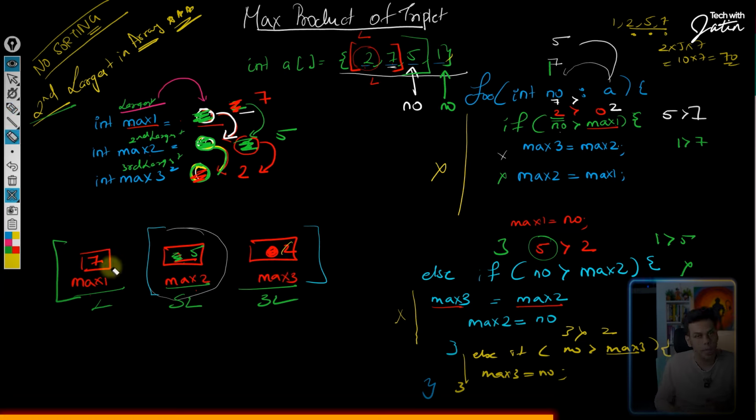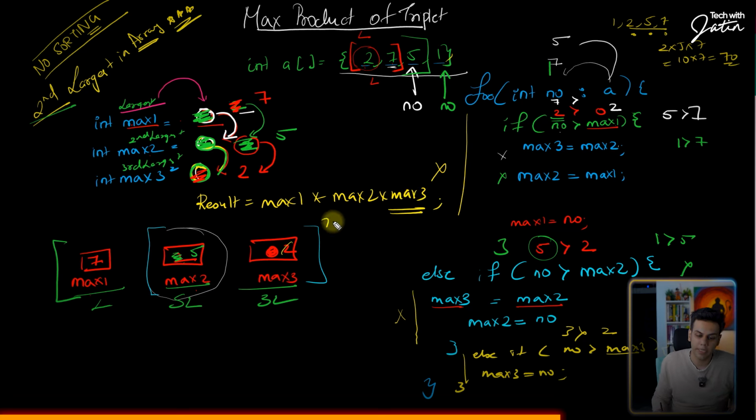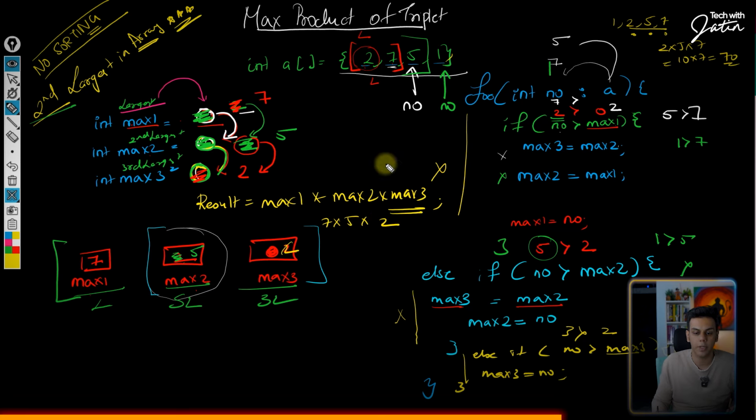variables. All right. Now, if our array was having only positive numbers, only and only positive numbers, then my dear friends, the calculation was pretty simple. Okay, I would have said result equal to what? Max 1 into max 2 into max 3. All right. And the answer would be 7 into 5 into 2. Right. This much part of the array, which is going to be 70. Is this part clear to everyone?